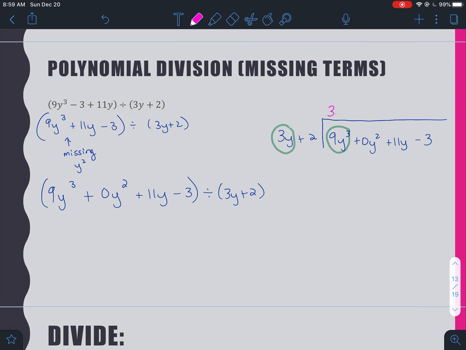So 3y times what is 9y to the third? Well, that's going to be 3y squared, and then multiply that in. So you would get 9y cubed plus 6y squared. And now we subtract going down. So now notice since we have that 0y squared there, it lines up perfectly with the 6y squared. So we don't have to do any shifting of terms. So 9y to the third minus 9y to the third is 0. 0y squared minus 6y squared is negative 6y squared. And then bring down the 11y.